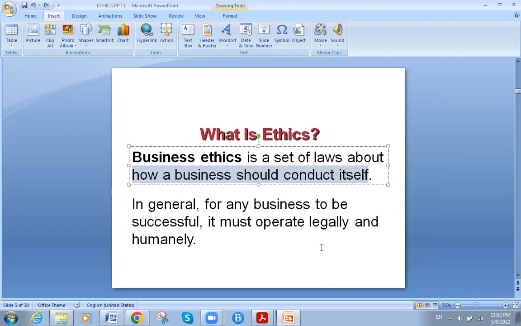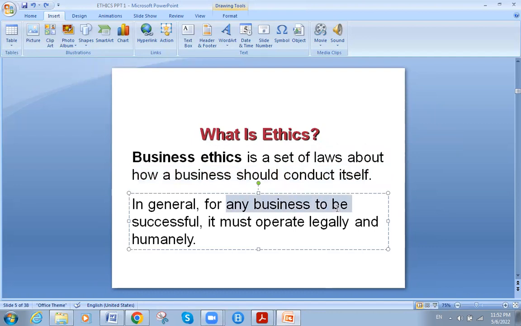In general, for any business to be successful, it must operate legally and humanly. Humanly, from human. For example, equity in pay and fair treatment for all the workers or employees. These are all humane points. So it must be legal and humane. This is how business ethics works.